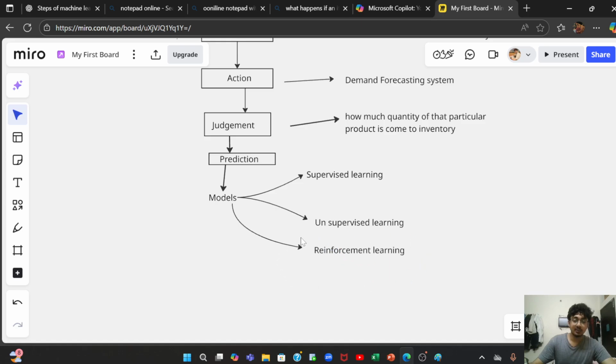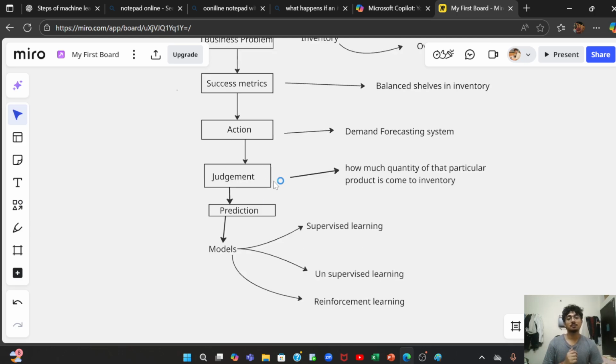In reinforcement learning, the model learns by itself. We call them agents. Agents learn from the environment. Let's take an example for reinforcement learning, like Tesla cars. It learns from the environment when it should take a turn, when it should stop, like that. Okay, so there are three types of models. We will cover the models in depth in my next video.